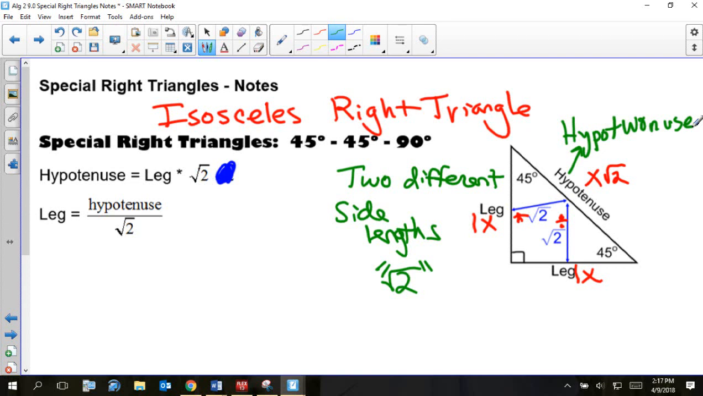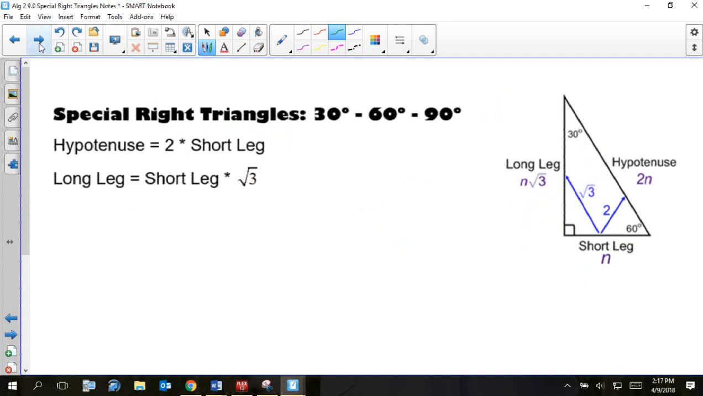I have all these tricks because there's not just one special right triangle you have to memorize. There's two special right triangles you have to memorize. So the other one is a 30, 60, 90 degree triangle. 30, 60, 90. This time, we have three different side lengths.